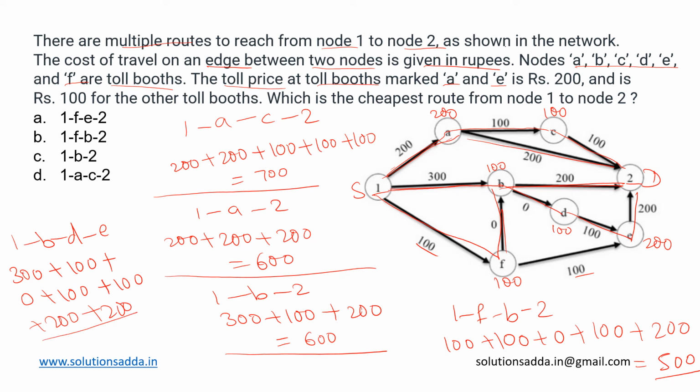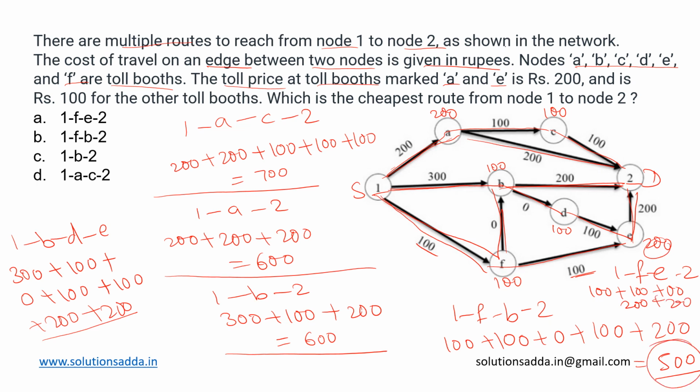And the last path we can see also here is 1FE2. For that it will be 100 plus 100 plus 100, this one, then 200 and again 200. So again that is not the minimum one.